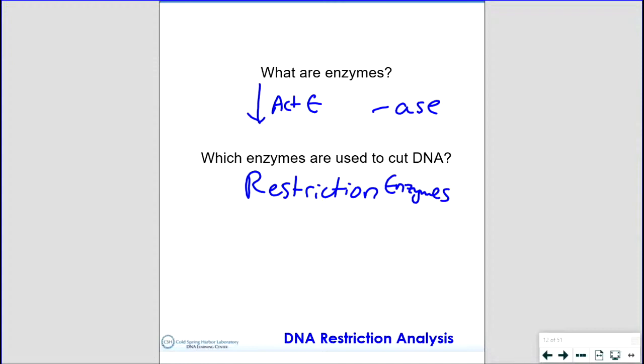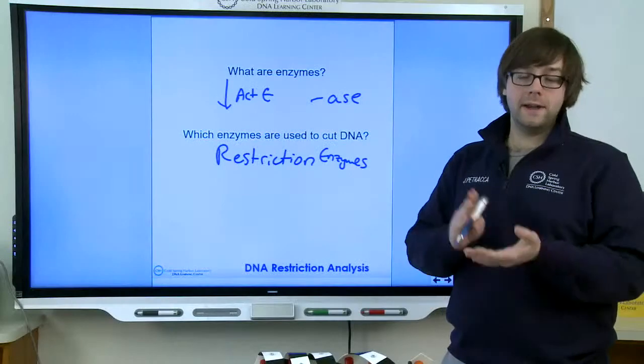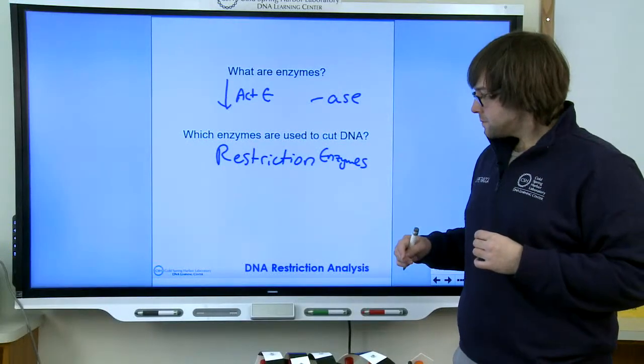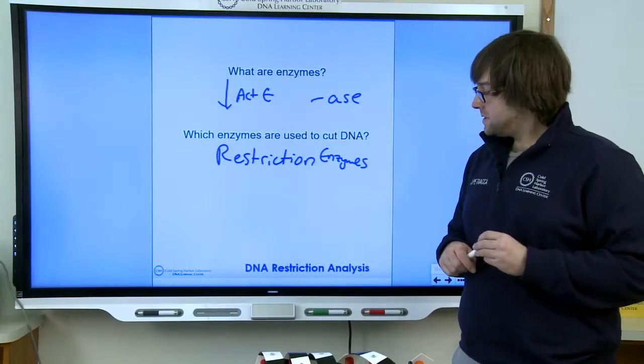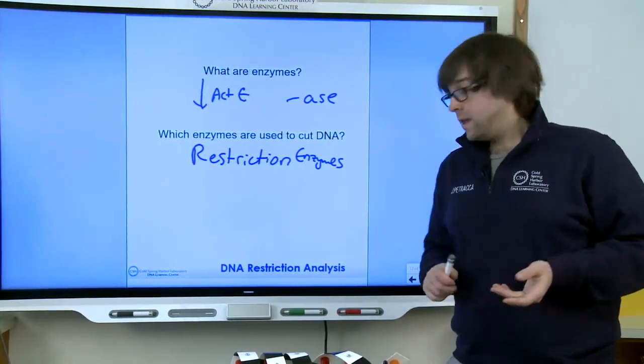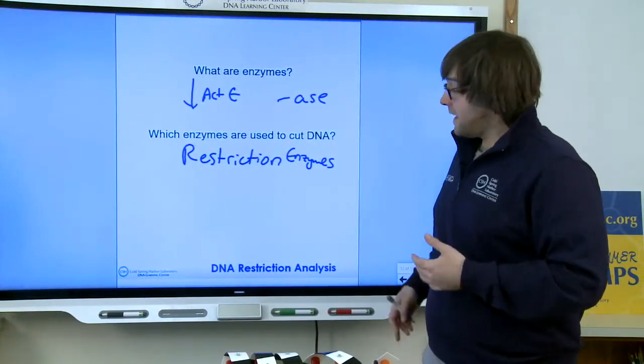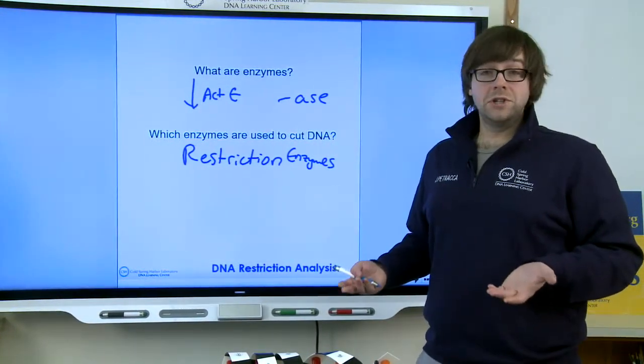Okay, now, restriction enzymes are pretty important. Whenever you see that word restriction in biology, you should immediately think to yourself, cutting DNA. So, restriction enzymes, there are hundreds of them, but we might ask ourselves where they might have originated from.